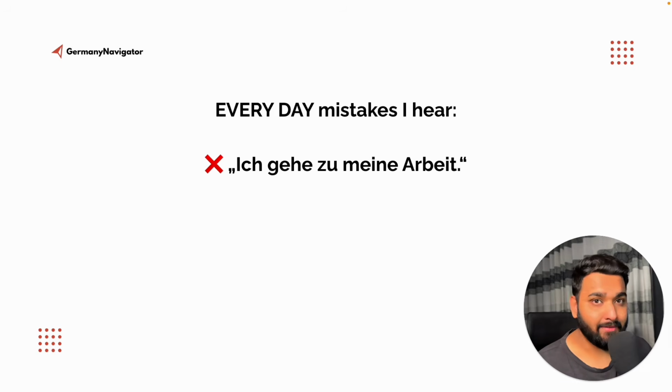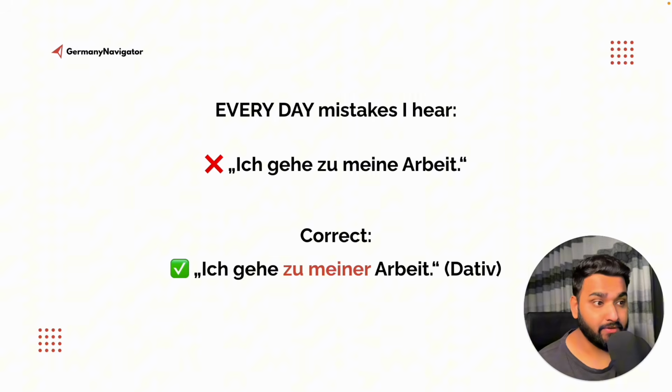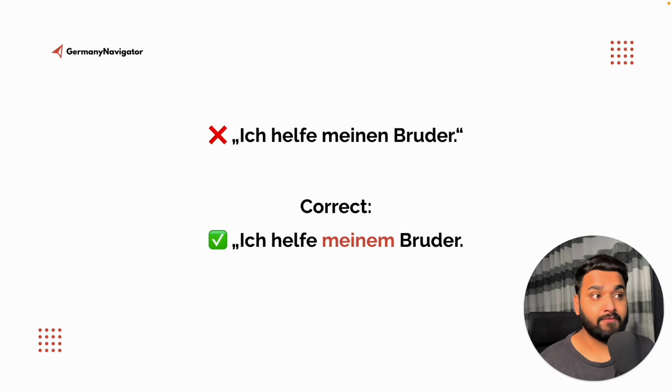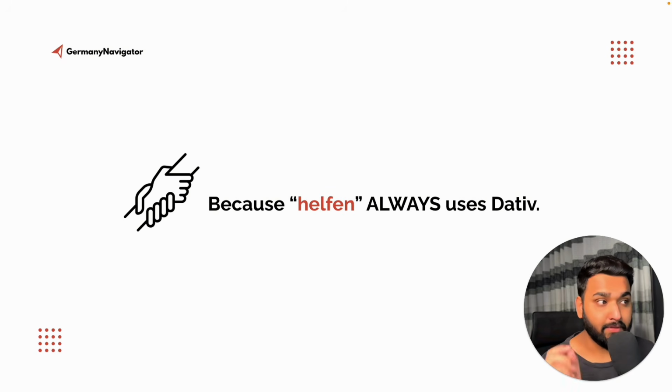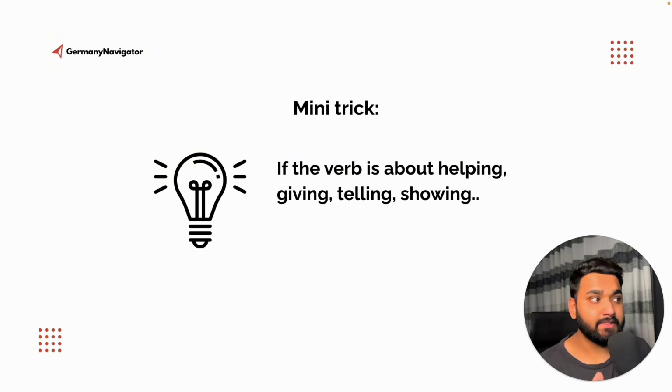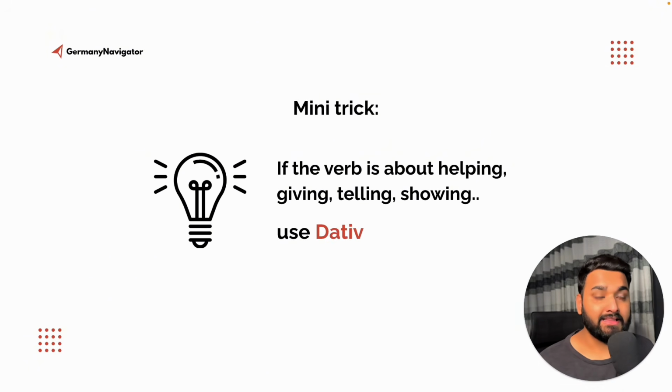Here's a typical everyday mistake I hear. Ich gehe zu meiner Arbeit. That's not correct. The correct one is: Ich gehe zu meiner Arbeit. Always remember, in dative you have to turn all the articles and all the pronouns into dative. So meiner or meinen, doesn't matter which one. If you're using a dative verb, you have to say it that way, because helfen always uses dative. Let me give you a mini trick. If the verb is about helping, giving, telling or showing, then use dative.